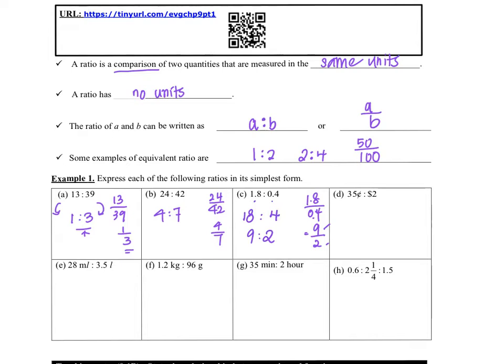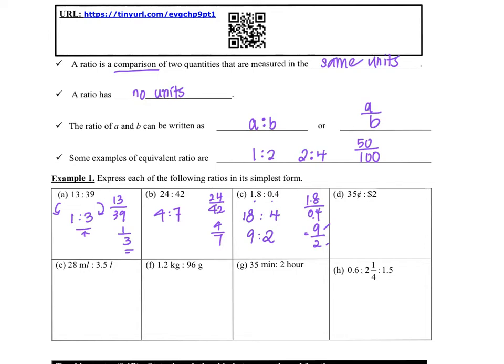Okay, have you gotten the method? But next one, part D. Now we have two quantities, but the units of these quantities are not the same. One is 35 cents, the other one is $2. How do you think I should change this number such that they will have the same units?